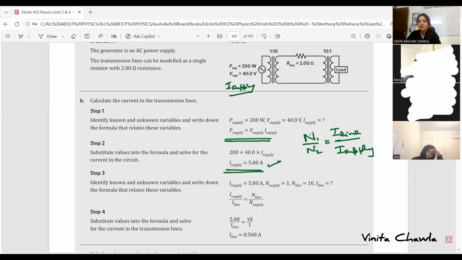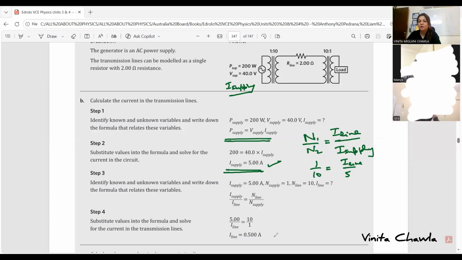And then because N1 by N2 is given, it's 1 by 10. And I supply is 5 ampere. So we can find the current flowing in the transmission line using this relation. Just cross multiply them and you'll get the value of current, 0.5 ampere. So you can see that initially we had 5 ampere and now it has become 0.5 ampere. From 5 to 0.5 because it is step up transformer. So voltage is increased and current is decreased.